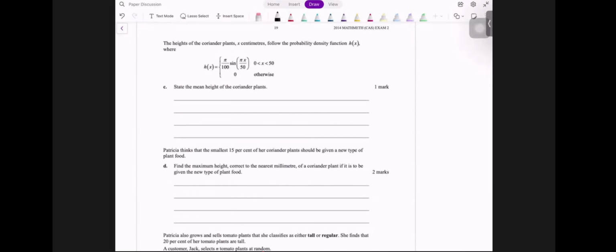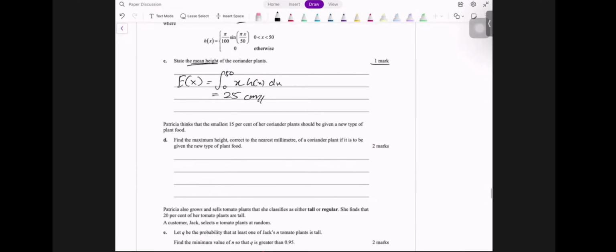Next part, we have the heights in centimeters with a density function of the following. So if we're looking for the mean height, E of x here, it is the same as integrating over its boundary x times the whole function itself. It is a 1 marker, so this is the only line of working I'm going to put in. You put this straight into your CAS and you get 25 centimeters.